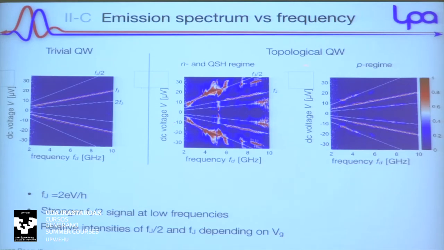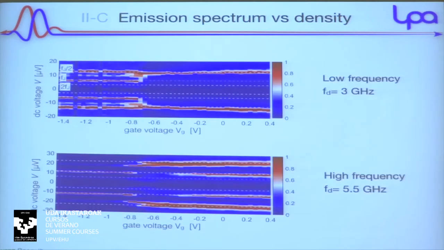Now we can also look at a constant frequency but changing the gate voltage. And we obtain such plots here where you see emission lines as a function of gate voltage, and this is for two different frequencies. This looks a bit complicated, but what you can identify here is a simple region in which there are only emissions here and there, and these lines correspond to half the Josephson frequency. So this means that in this regime, more or less regardless of frequency, you have 4 pi periodic emission. And this is naturally what you would expect for a perfect quantum spin Hall system.